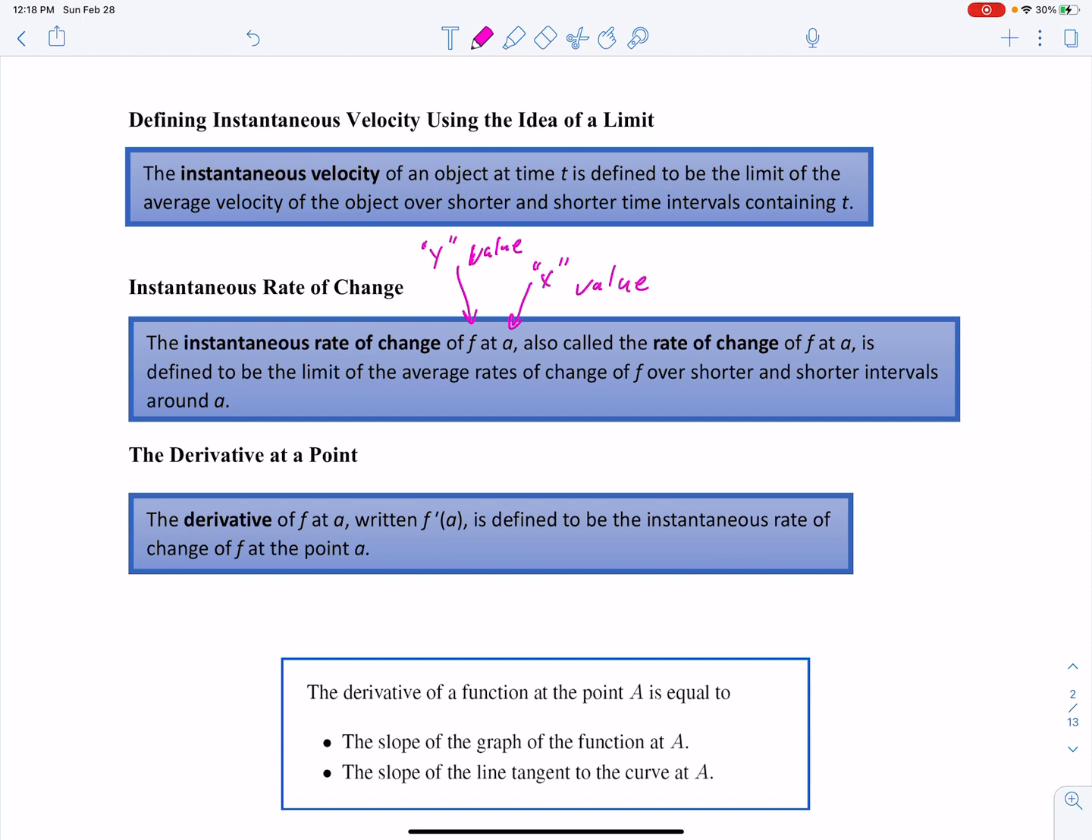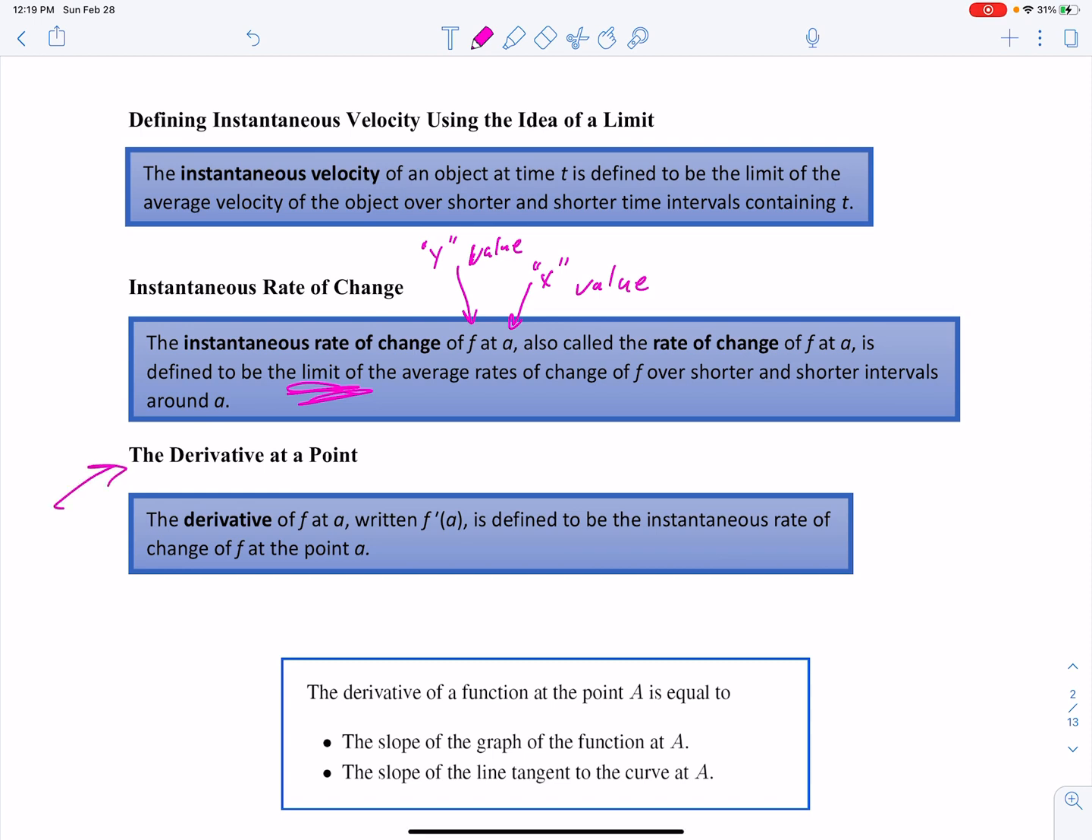be the limit. So again, limit means we're going to bring those intervals, those x intervals, closer and closer and closer together and calculate a slope. The limit of the average rates of change of the function, the y value, over shorter and shorter intervals around A, which is an x value. Okay, so we're making that gap between the x values teeny tiny and what we would call infinitely small. Okay. All right, and this brings us to what a derivative is.